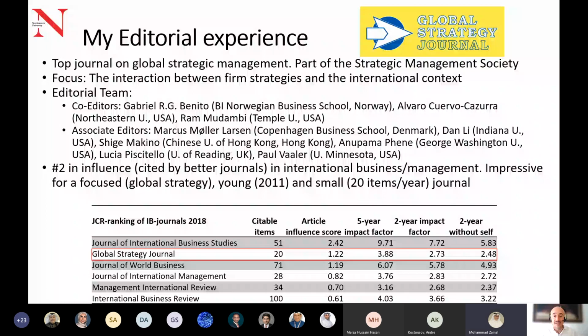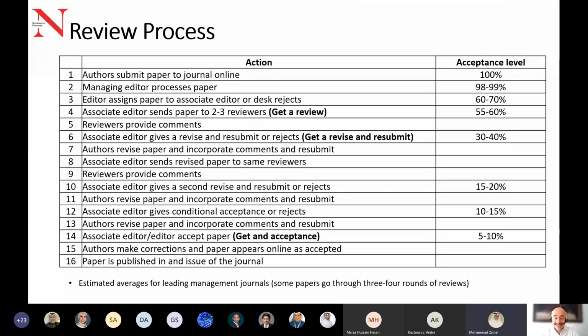So this is the review process. It looks long, and actually it is. And these are the different stages. In case you have never submitted, or in case you wondered what happens, what is the black box of the review process. You submit your paper online. That's the first stage. And then there is a managing editor that processes the paper.